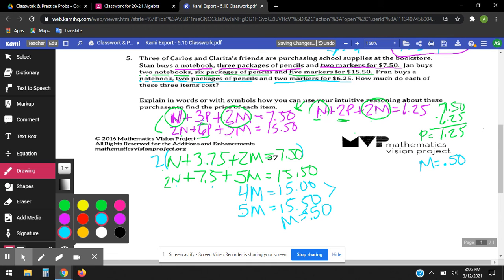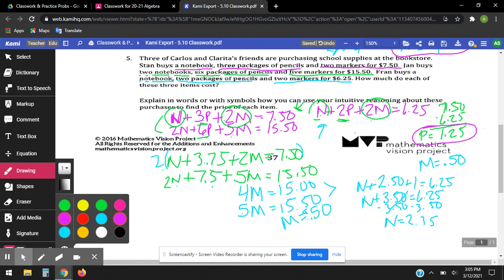So let's use our last one right here and substitute in. So N plus 2 pencils was $2.50 plus 2 markers is $1 equals $6.25. Well, N plus $3.50 equals $6.25, minus $3.50 minus $3.50. N equals, I got a 5, 7, $2.75. So that means my notebook must equal $2.75.